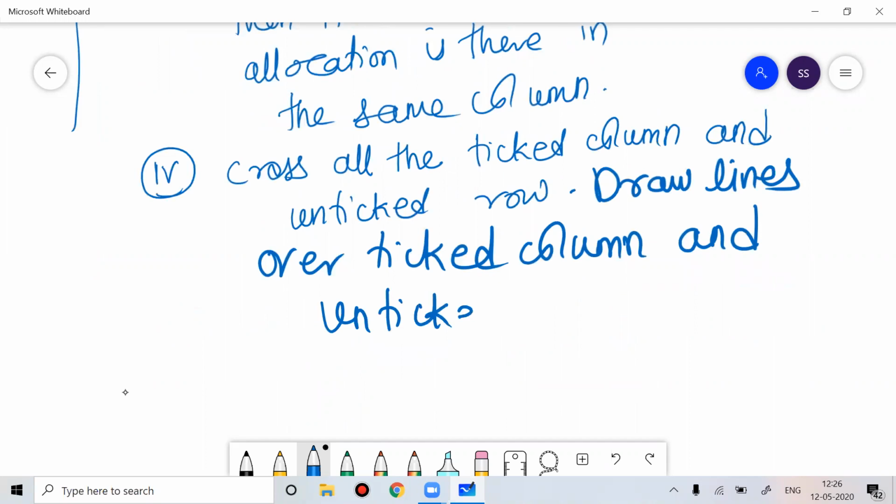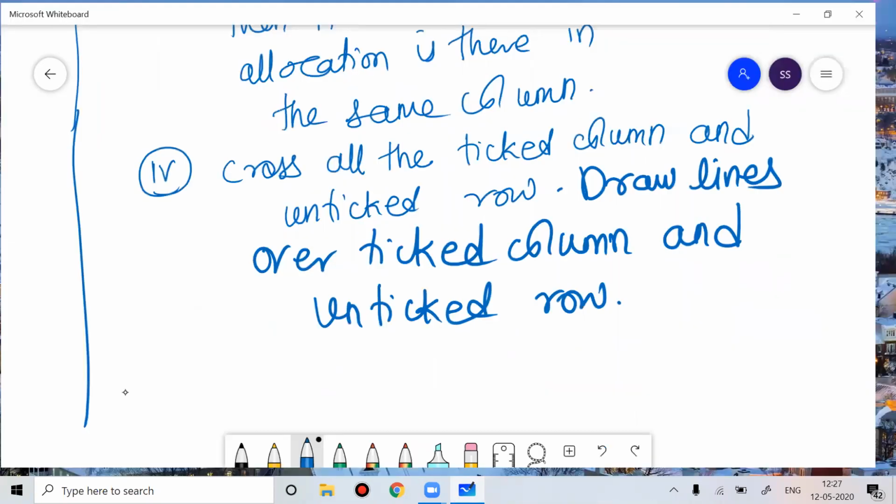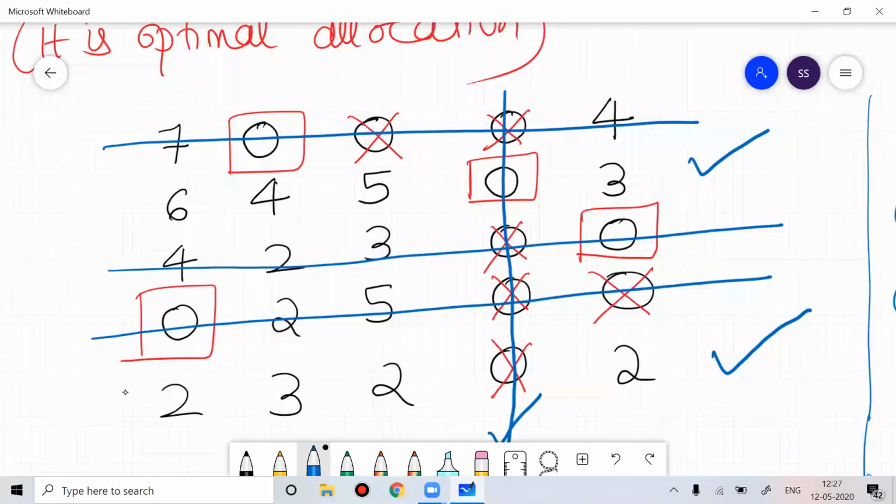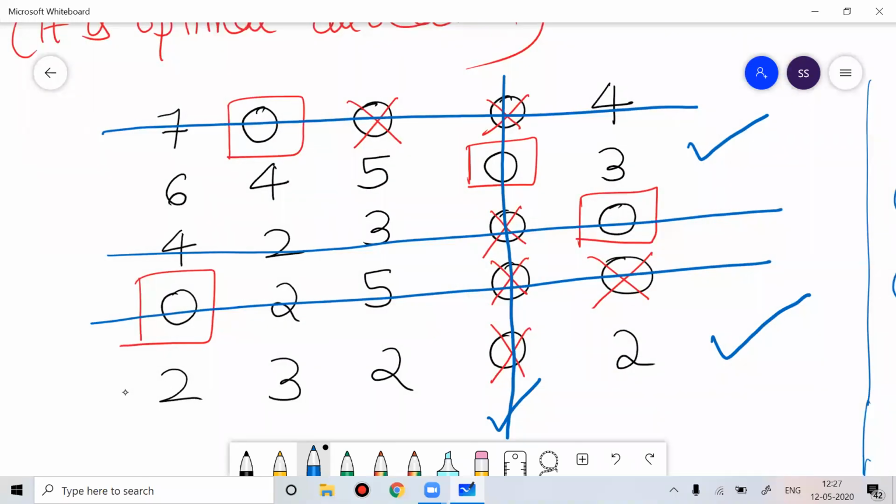We have done that. Is this part done? Yes, sir, this part is done. Is that part done? Yes, sir, that part is done. Okay.